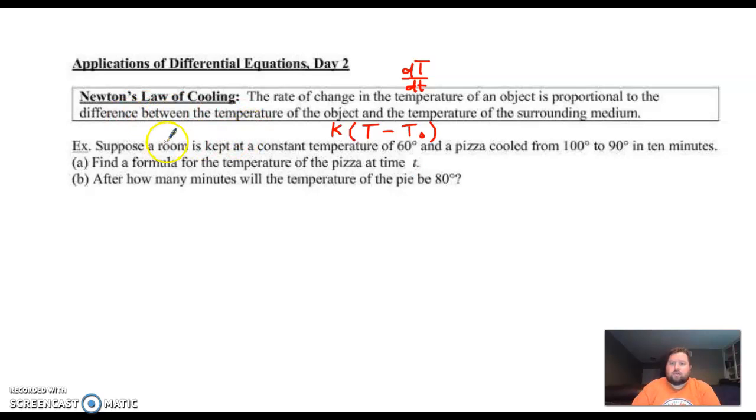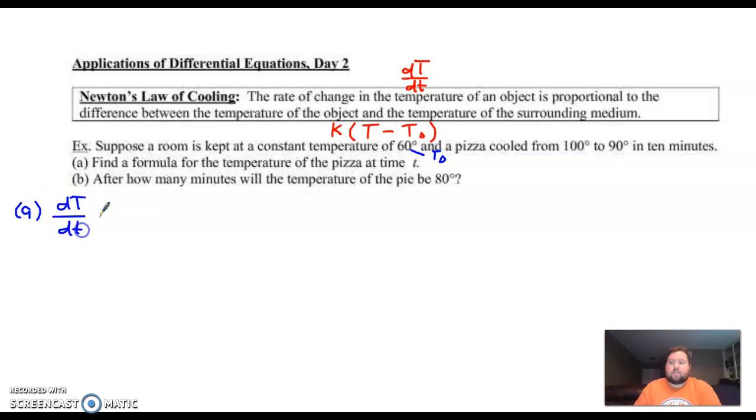All right, so it says, suppose a room is kept at a constant temperature of 60 degrees. So 60 degrees is our T naught. And then the pizza cools from 100 degrees to 90 degrees in 10 minutes. Those are a couple of different initial conditions that we will use to solve for our constants. All right, part A, find a formula for the temperature. This is going to be the solving of the differential equation.